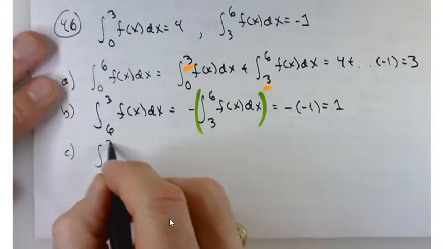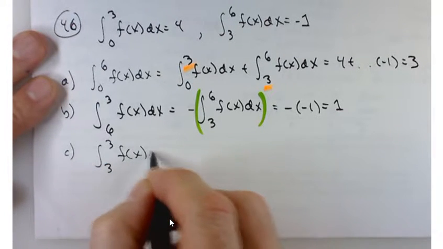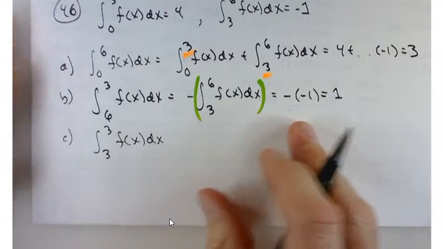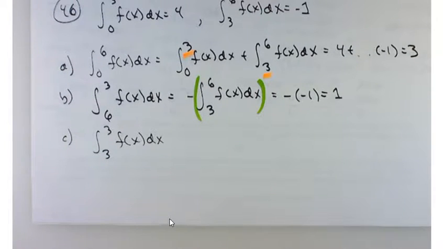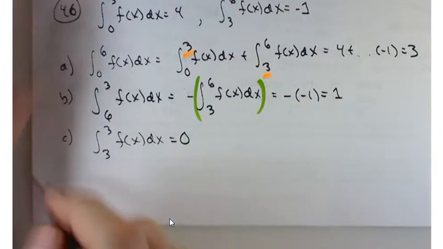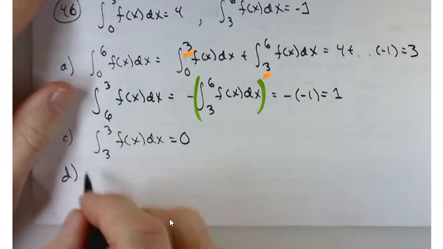Part C. Boy, I hope this is a giveaway point when something like this shows up on an exam. 0. Yep. Upper and lower limits are the same. So 0. Cool. Done. That was easy. Good. Put a dozen of those on the exam, right?